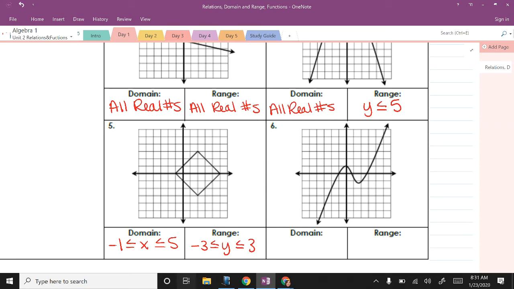All right. Number 6 looks like a cubic function, some kind of odd degree function.